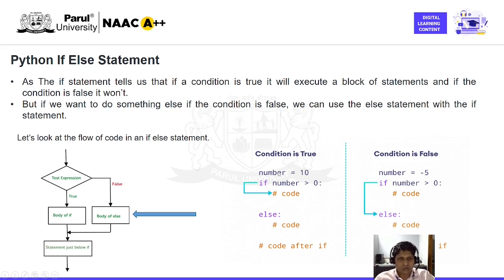Condition is true if the number is 10, then code. If the number is minus 5, then else, then also code. If else, both codes. If the condition is true, then only one block, that is the if block, will be executed. When the condition is false, the if block is skipped and the else block will be executed. So in the if else statement, only one block will be executed at a time, either the if block or the else block.